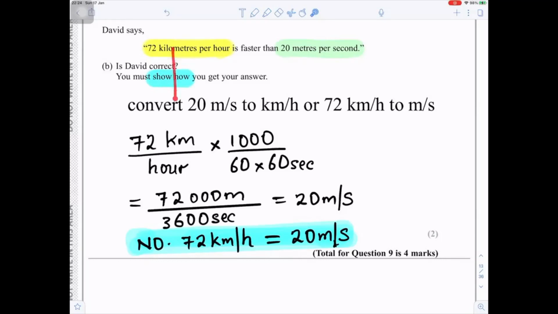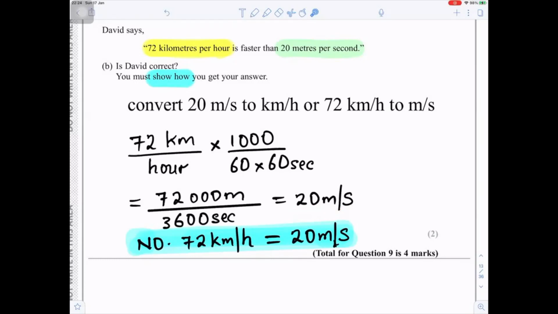Kilometers means times 1,000. So to change 72 kilometers to meters, you times 1,000. Hour, 1 hour is 60 minutes, and 1 minute is 60 seconds. So it's 60 times 60. So 72 kilometers will be 72 times 1,000 for meters. An hour will be 60 minutes times 60 seconds. Now you simplify. If you put that in your calculator, that will give you 20 meters per second.